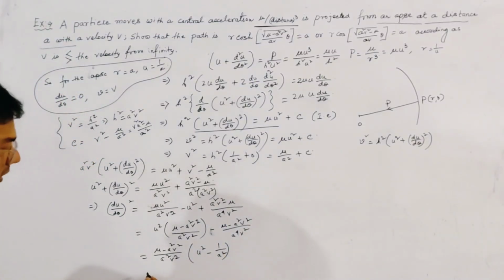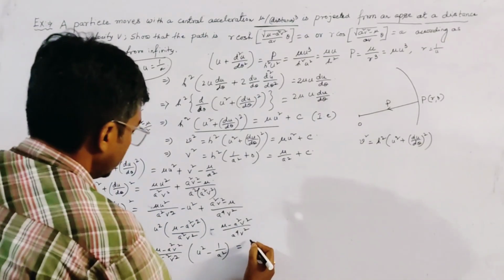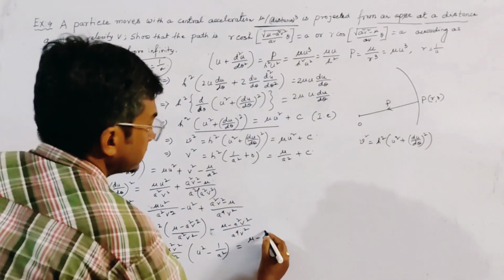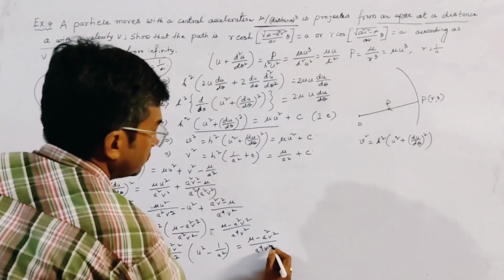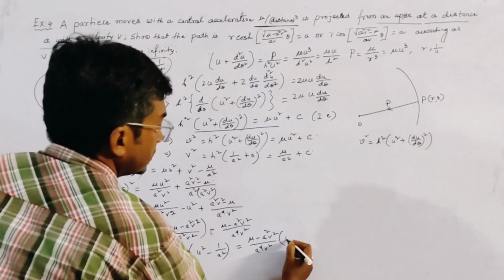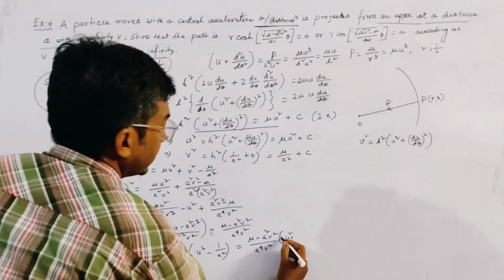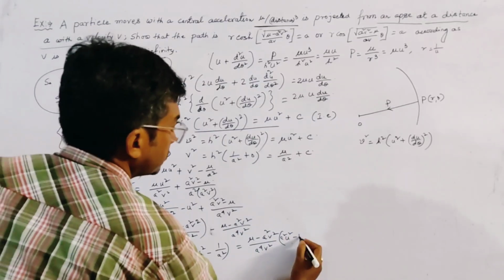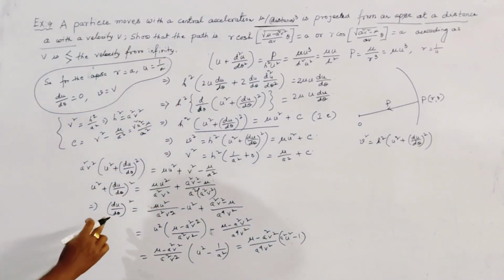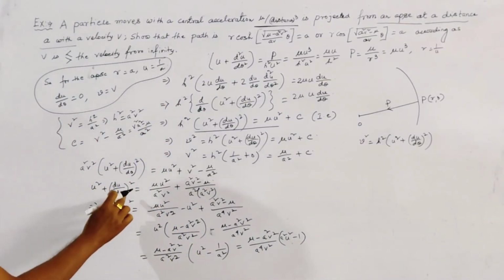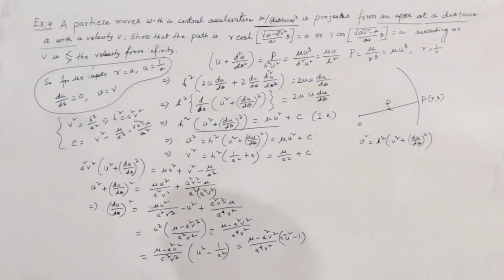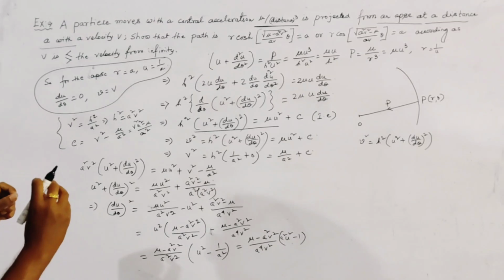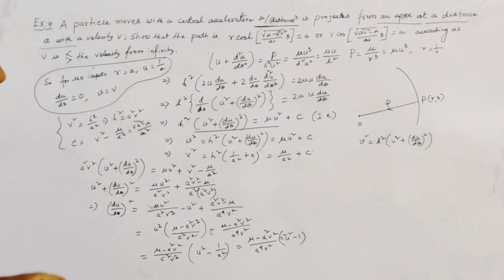Okay, so we get the result, we write here, this is equal to mu minus a square v square by a to the power 4 into v square into a square u square minus 1. Okay, we get (du/dθ) whole square equal to this. Okay, now we calculate this term.